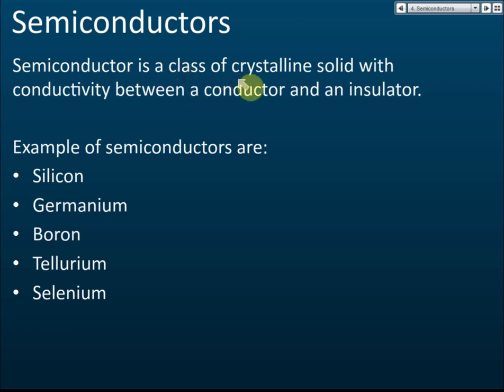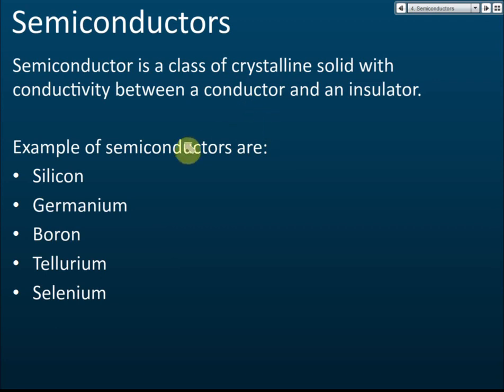So semiconductor is a class of crystalline solid with conductivity between a conductor and insulator. Compared to conductors, the conductivity is low, but compared to insulator, it can conduct electricity at certain conditions. I will explain to you why later. The conductivity is better than insulator, but compared to conductor, it's much lower.